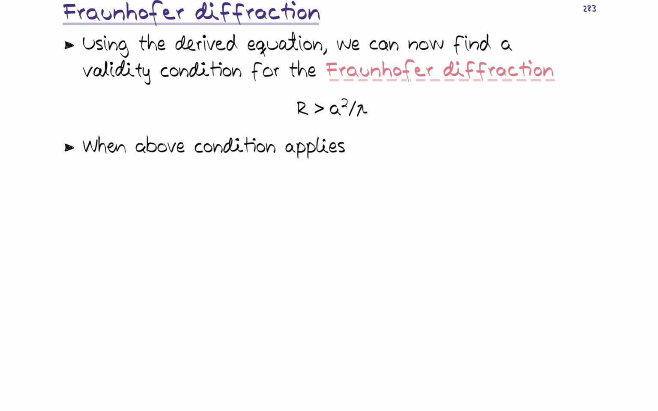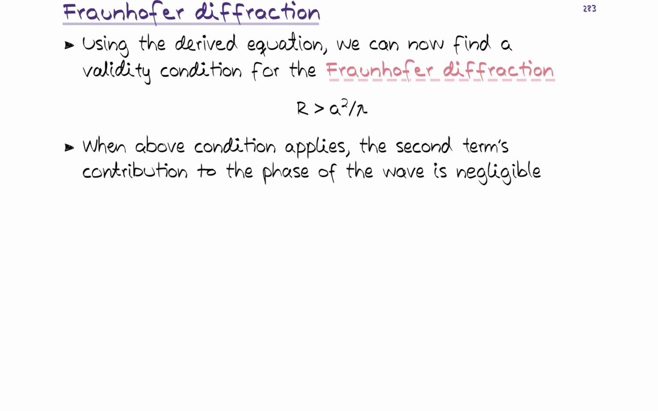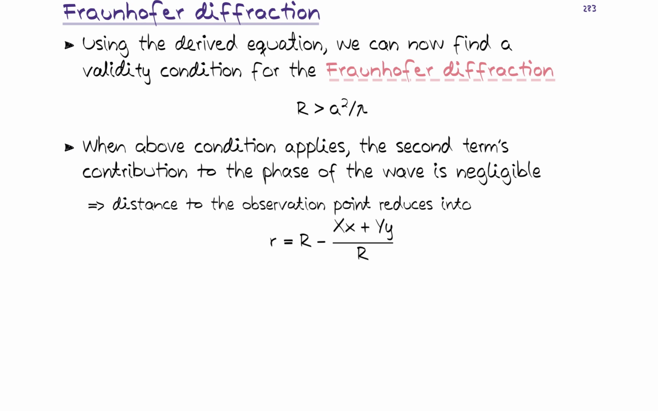And when this above condition applies, then the second term's contribution into the overall phase term is very small, negligible, and that means that the distance to the observation point, the r, reduces into that the r is only the capital R minus the third term in the equation we had in the previous slides beginning. So essentially we vanished the term, it's negligible, the term that is small x squared plus small y squared divided by 2r. And this is now how we approximate r inside our phase function.